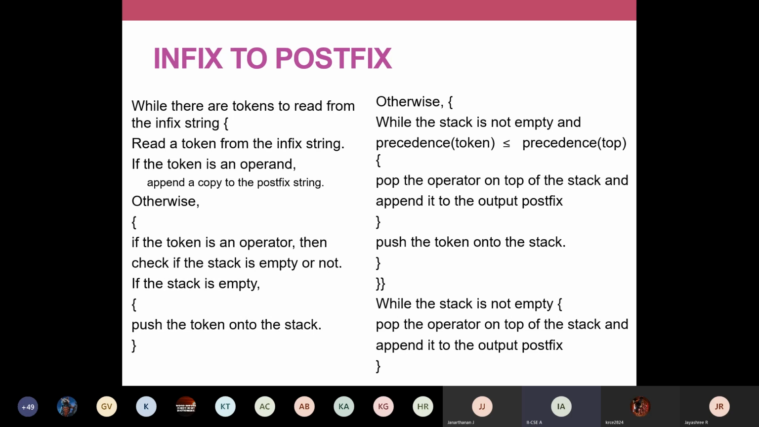So if the precedence of the input token is lesser than or equal to the precedence of the content at your stack top, we are going to pop the operator from your stack top. It means that your stack has the highest precedence operator. In that case, you pop the contents from your stack and place them into the output expression. So analyze this while loop alone.